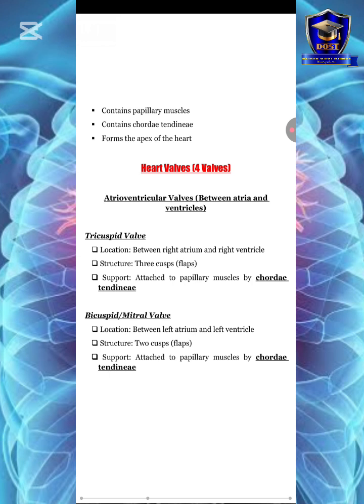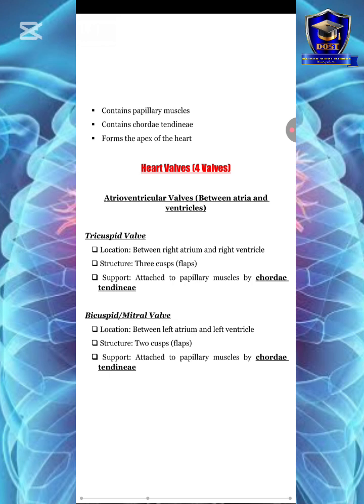Because tri means three, bi means two. So the tricuspid tells you that there are three of them found in that particular place, and the bicuspid, there are two of them found in that particular place. That's why I wrote the structure: three cusps or flaps, and for bicuspid, two cusps or two flaps. I will also show you the diagram of it, all right? And also, what else do you need to know?